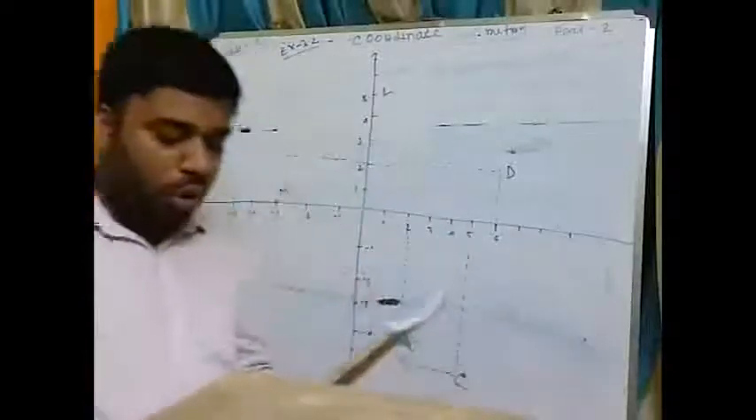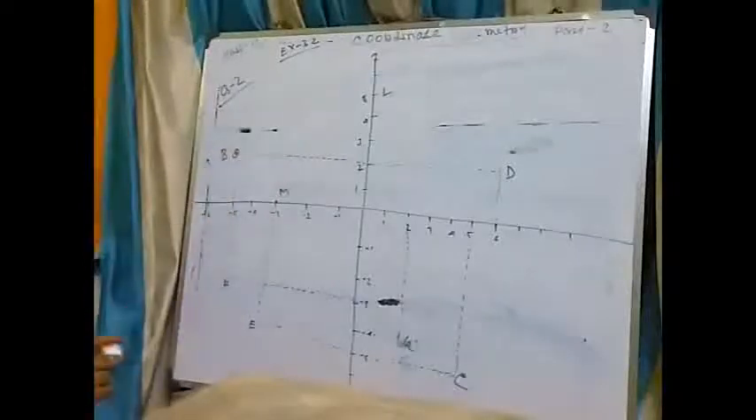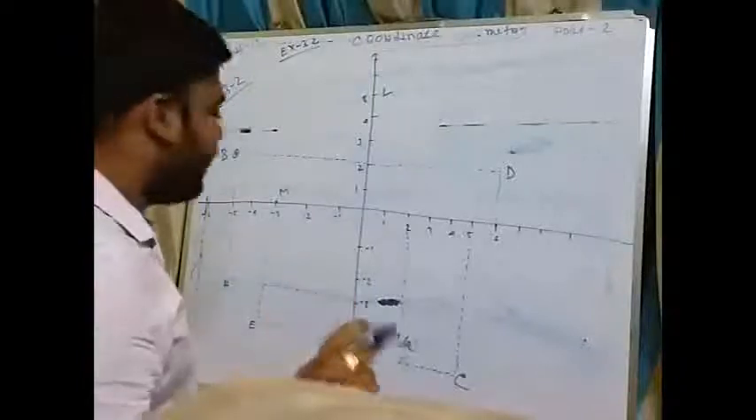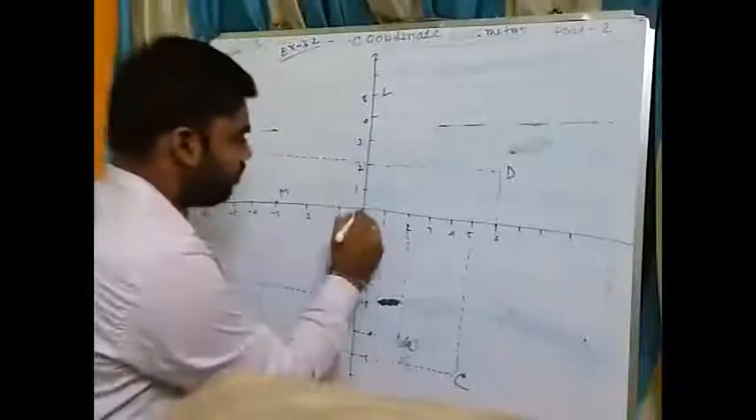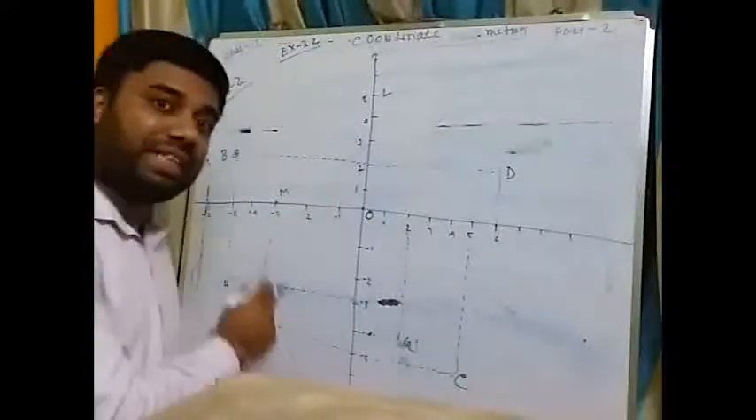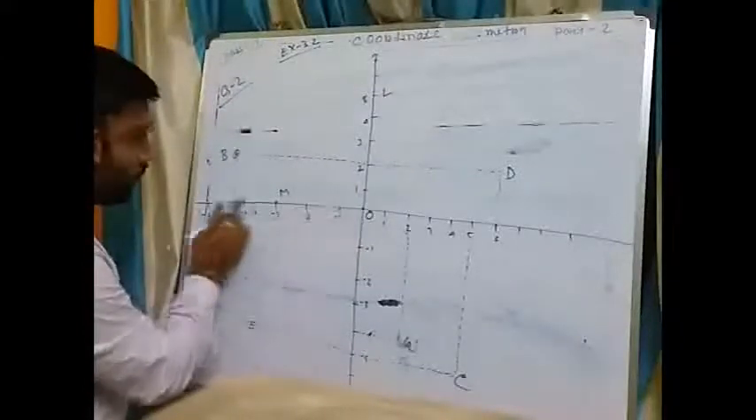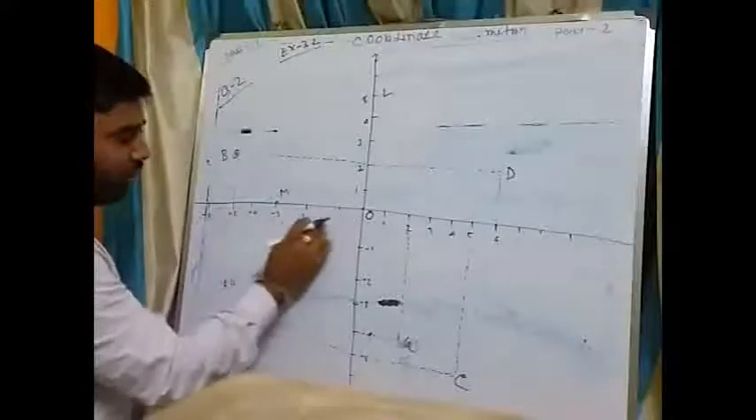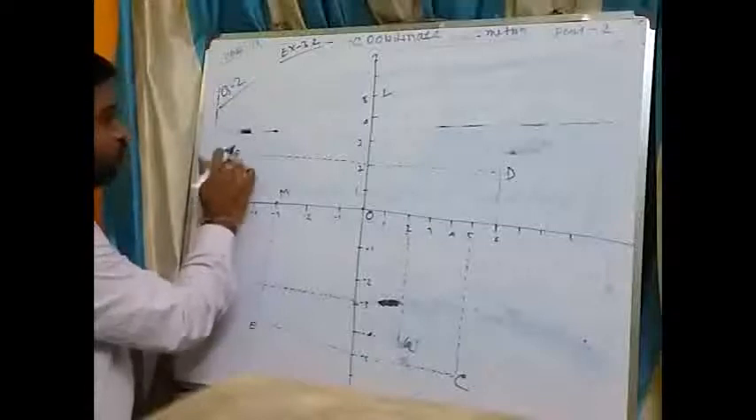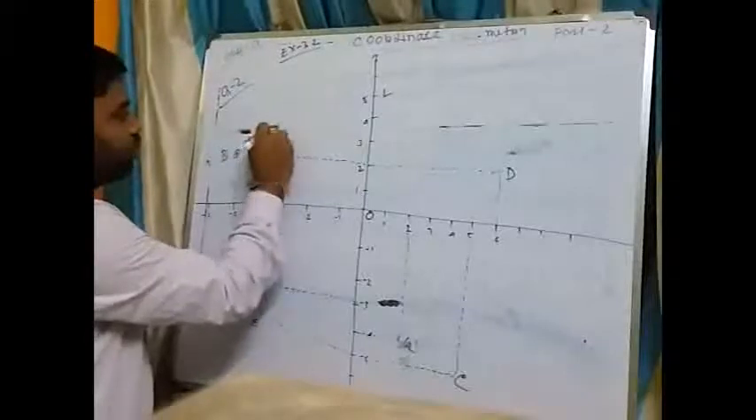First question is coordinate of B. Coordinate of B means that point. As we know, for plotting any point, we should start from origin, that is point O. First we go along the x-axis, then the y-axis. So to reach that point, we go along the negative x-axis. 1, 2, 3, 4, 5, and 1, 2. So that point is minus 5, 2.